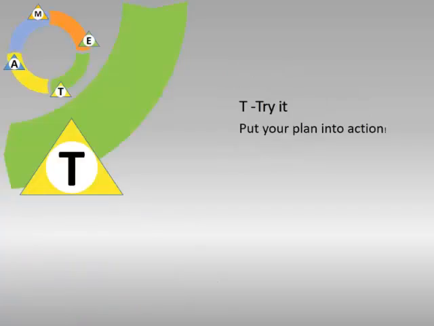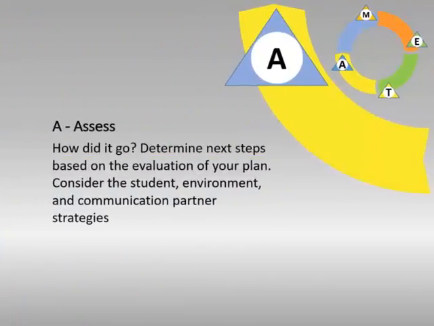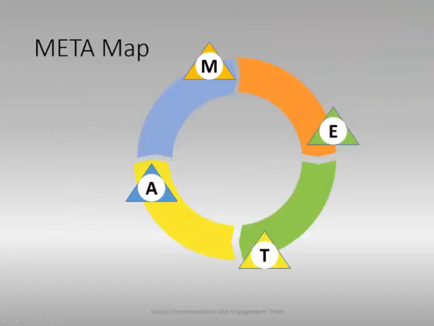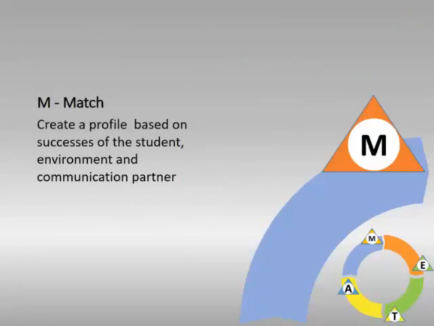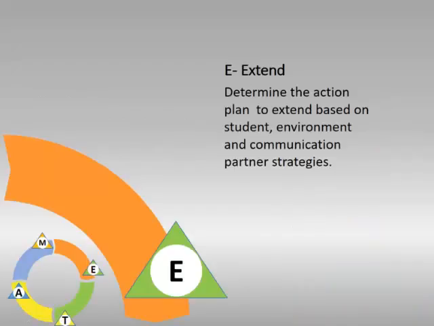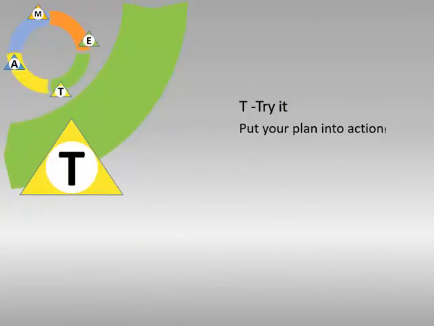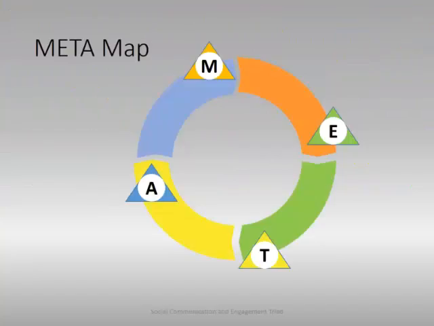Then try it. Put your plan into action. Did it work? Was the student continuing to be engaged? Or does the additional engagement opportunity look like it might be something that the student will be successful with? If it's working, you have a new match. And so you start the process all over again, thinking about what you're going to do with the environment or as the communication partner, or looking for additional opportunities for the student to continue to be engaged. And you're going to try it again, assess it again, and continue using that meta map in every interaction.